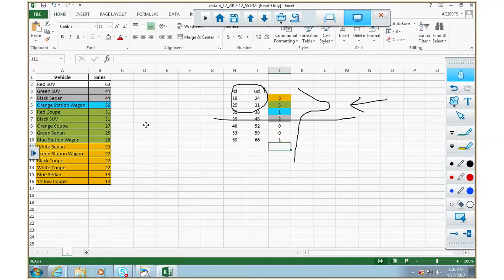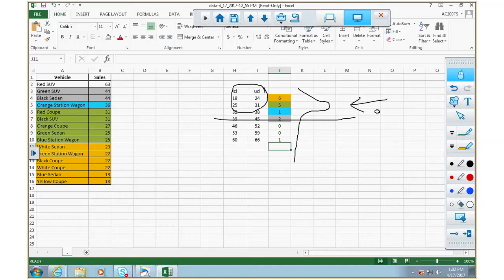So it looks like right here, the green and the got red, black, orange, green, blue, white, green, black, white, blue, yellow. And then these, orange, black, and green. So it looks to me that these are the more popular colors, of course, because you've got it on this side right here. That's what it looks like.